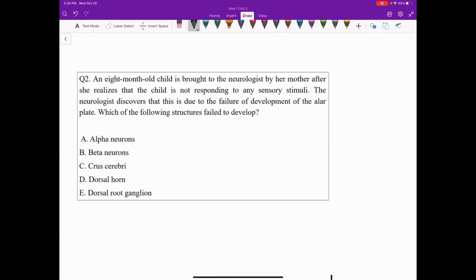An 8-month-old child is brought to the neurologist by her mother after she realizes that the child is not responding to any sensory stimuli. Boom, your ear should light up. We scream sensory. The neurologist discovers that this is due to the failure of development of the alar plate.